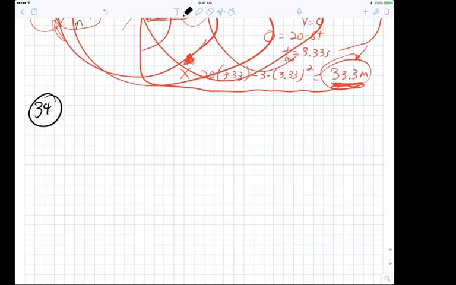In a typical strike, the chameleon's tongue accelerates 250 meters per second squared during 20 milliseconds. Then it travels at a constant speed for another 30 milliseconds. During this total time of 50 milliseconds, that's 1/20th of a second, how far does the tongue reach?